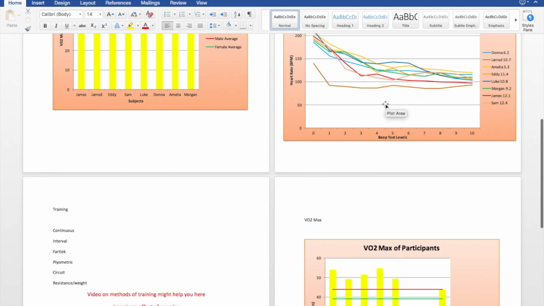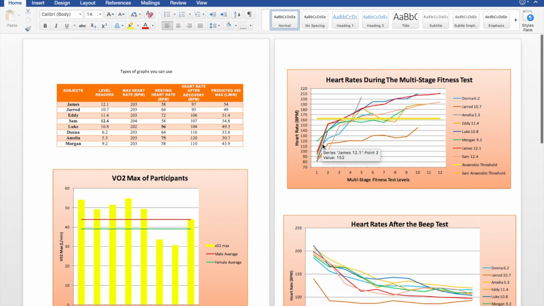If we go back to this graph here, what happens to most athletes there? What's happening to the heart rate? Okay, what's the trend there?